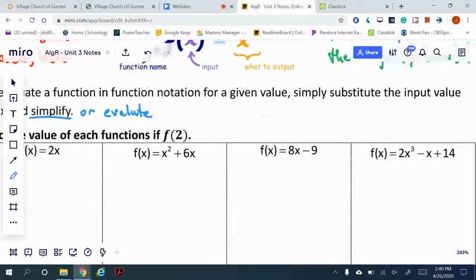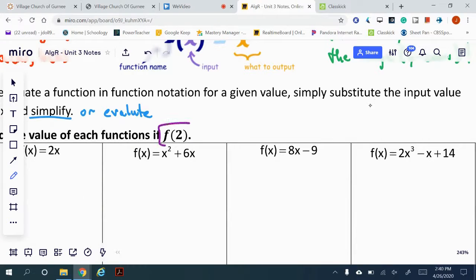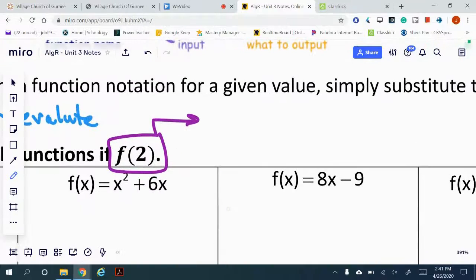And when you are being asked to simplify or evaluate a function, you are going to be given an example that looks like this. It's going to have the letter of the function, so f, and then instead of the variable x, it's going to have a number or something other than that variable. In this case, it's 2. And guys, this is communicating to you that x equals 2.